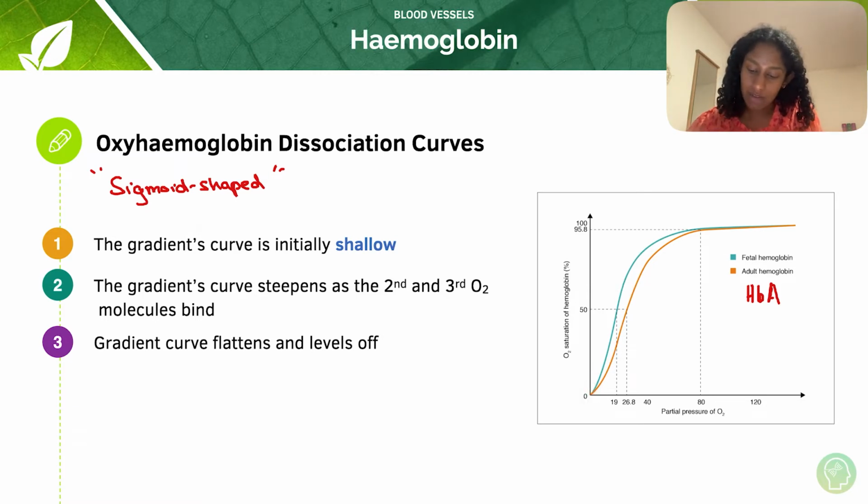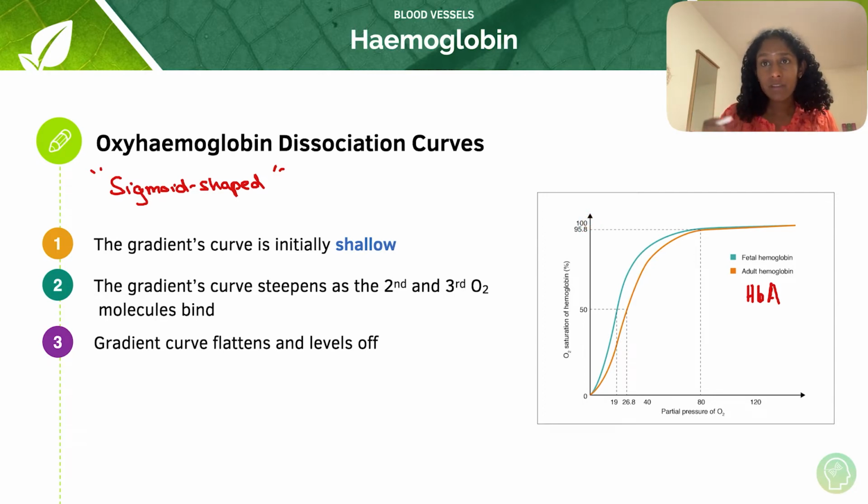First of all, have a look at how the gradient of the curve is initially shallow, then it steepens, and then it flattens and levels off. But what does this all mean? To figure it out, we need to think about what our axes are first. On the x-axis is the partial pressure of oxygen, so the higher up the x-axis we go, the higher the partial pressure of oxygen. On the y-axis is the oxygen saturation of haemoglobin, so the higher up the y-axis we go, the higher the saturation of haemoglobin.